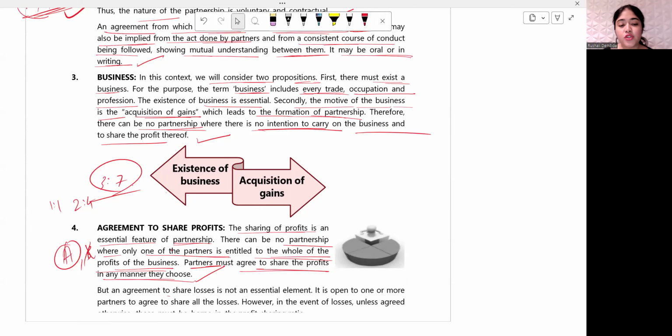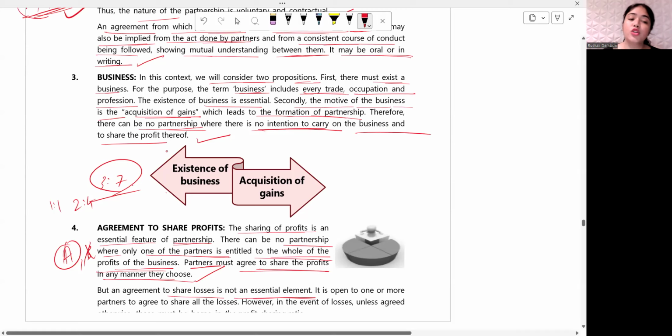But an agreement to share losses is not an essential element. So in the essential elements, it's not compulsory that they agree to share the losses. Whenever we make the agreement, we always write that we agree to share the profits, because it is considered that partnership business is done only to share the profit. Business is done to share the profit. That's why agreement to profit is considered, but not agreement to loss. It is open to one or more partners to agree the share of losses.